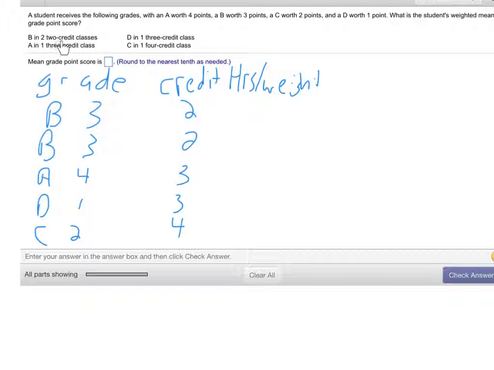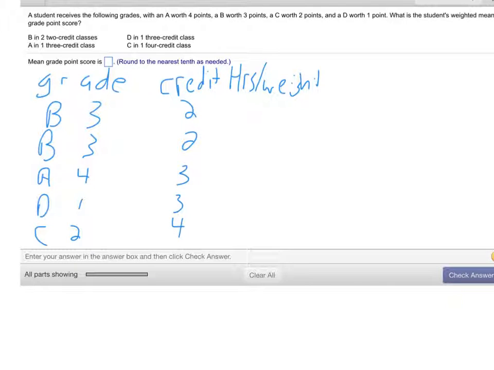It says they had two B's, and they had a B in two credit hour classes. So here's the two B's. Up here it said they're worth 3 points, and they're 2 credit hours, so that'll be their weight. And they scored an A in a 3 credit hour class, and an A's worth 4 points and 3 credit hours. They got a D in a 3 credit hour class, and a C in a 4 credit hour class. C's worth 2 points, and it's 4 credit hours.